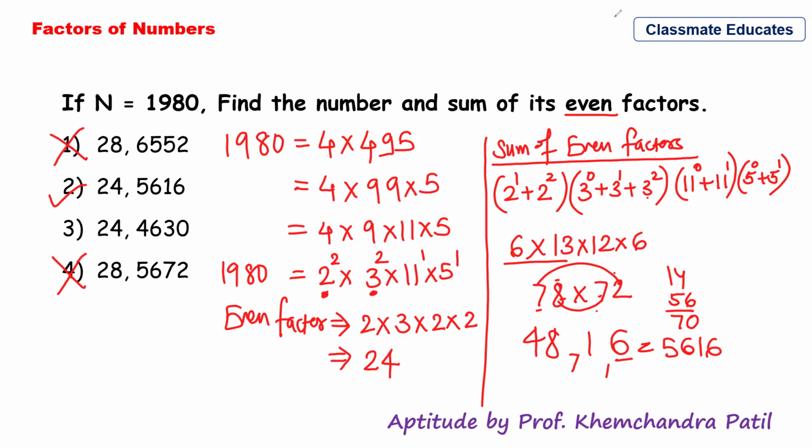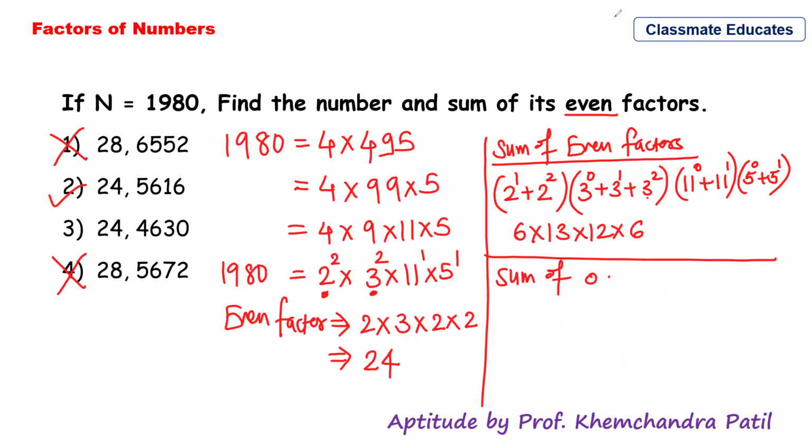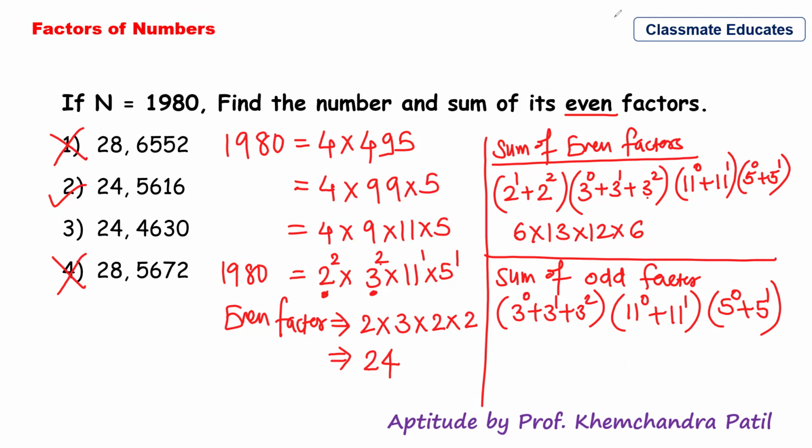So this is a very good question. Now in this same question, if I had been asked the sum of the odd factors, what would we do? Just let me explain this. For the sum of odd factors, we will not take any power of 2. This is the sum of the even factors, so this is 6 into 13 into 12 into 6. For the sum of odd factors, we take only 3 raised to 0 plus 3 raised to 1 plus 3 raised to 2, because the maximum power of 3 is 2. Then 11 raised to 0 plus 11 raised to 1, multiplied by 5 raised to 0 plus 5 raised to 1. So that is what we can do for the sum of the odd factors.